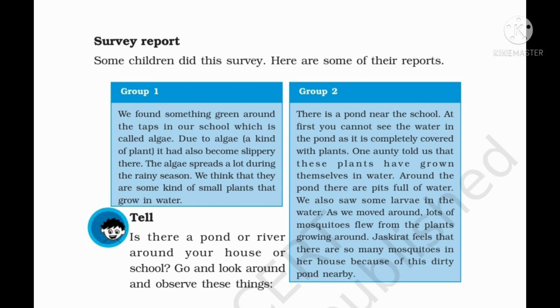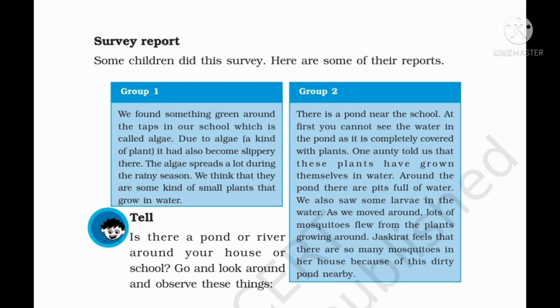There is a pond near the school. At first, we can't see the water in the pond as it is completely covered with plants. One auntie told us that the plants have grown themselves in water around the pond, and there are pits full of water. We also saw some larvae in the water.